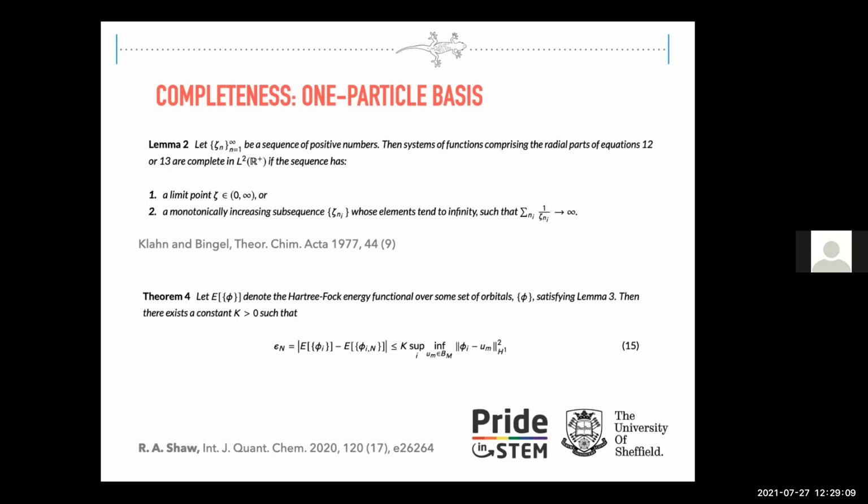This is just to show how long this went unanswered. The last result related to this was by Klahn and Bingel in 1977, where they showed a necessary but not sufficient condition for when Gaussian and Slater-type functions would be complete for the mean field solution. In summary, the only situation where this is a practically useful theorem is if you have what's called an even-tempered basis set, where there's a fixed ratio between exponents. But it was interesting nonetheless, and I used it.